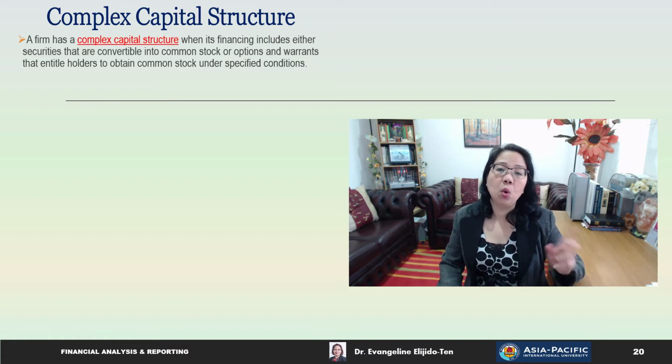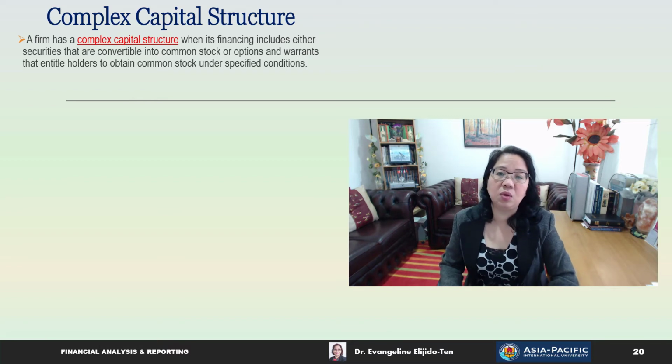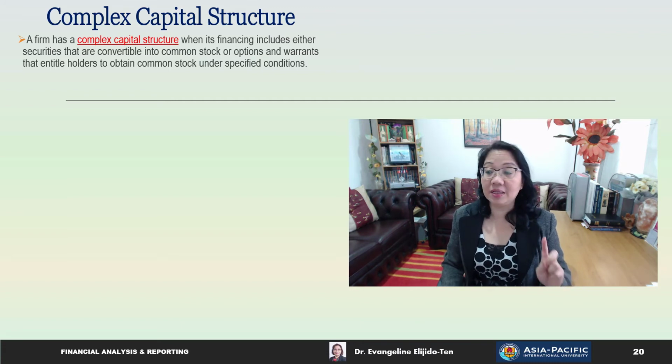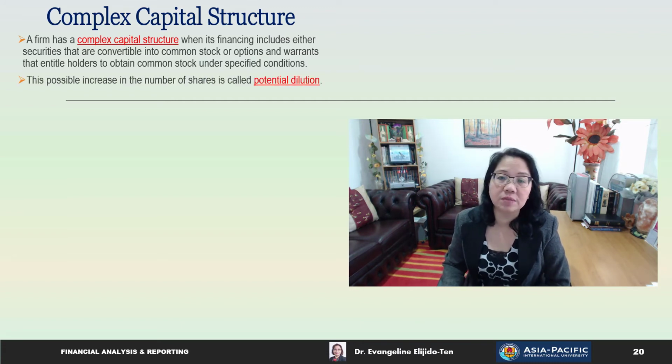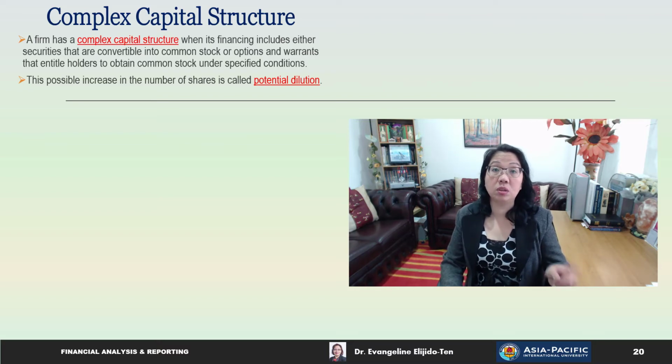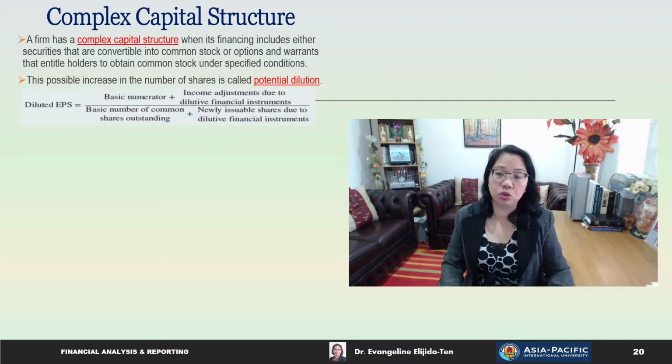This occurs when a firm has financing that includes either securities that are convertible into common stock or options and warrants that entitle holders to obtain common stock under specified conditions. So this possible increase in the number of shares is called potential dilution.